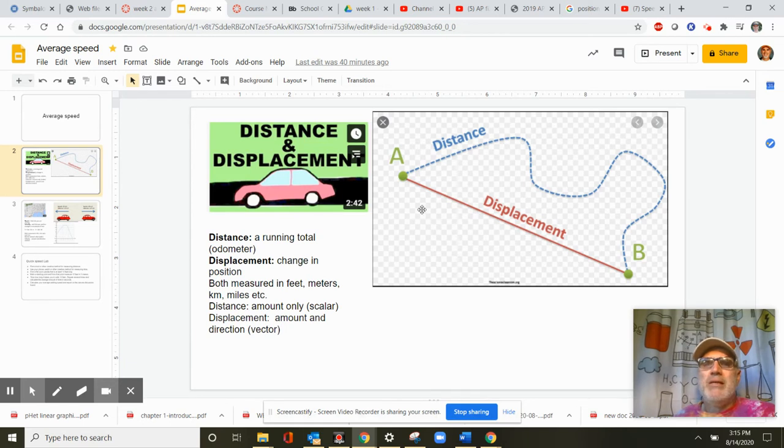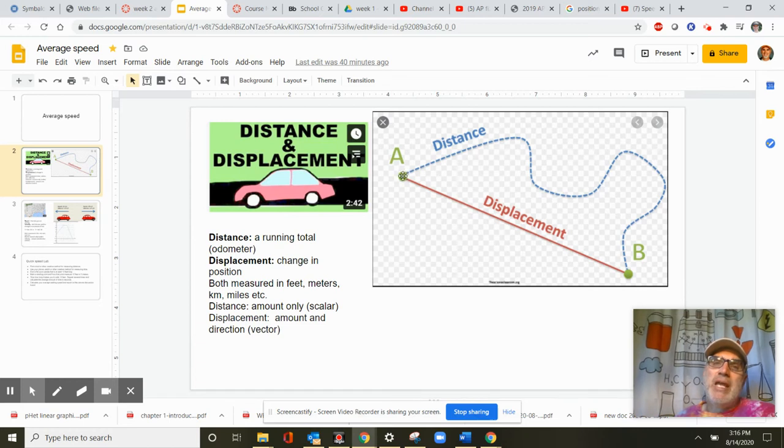So basically, let's say we start at point A and we wander around, and we wind up at point B. So the distance that we travel is actually just the running total of the meters or feet that we travel, like your odometer reading in your car. And the odometer doesn't care which way the car is pointing. When you're driving the car, the odometer reading just goes click, click, click, click, collecting the miles.